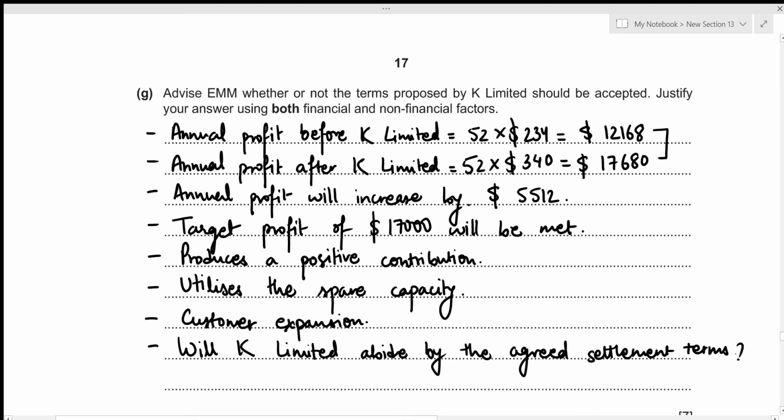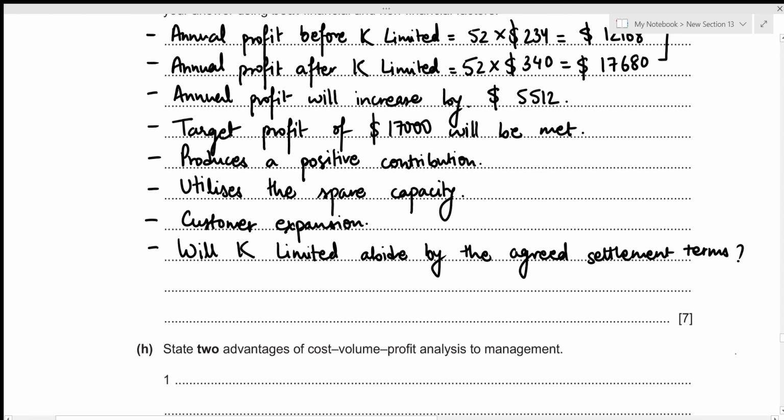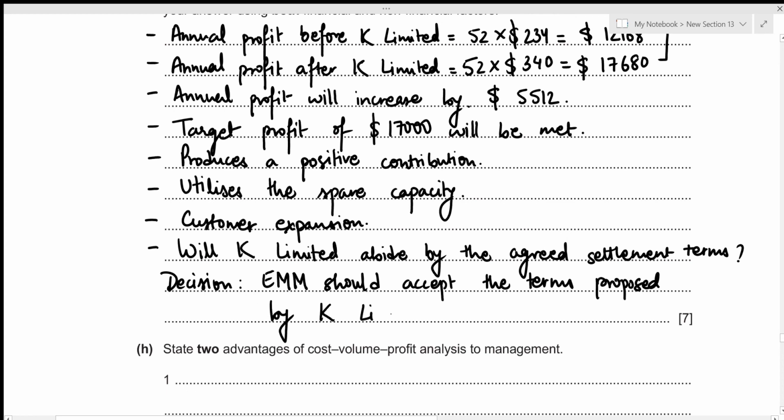Okay, so considering all these factors, personally, I would make the decision to accept the terms proposed by K Limited. So let's just write it down clearly. The decision is that EMM should accept the terms proposed by K Limited. Okay, this concludes the 7th part. We can move to the 8th one now.